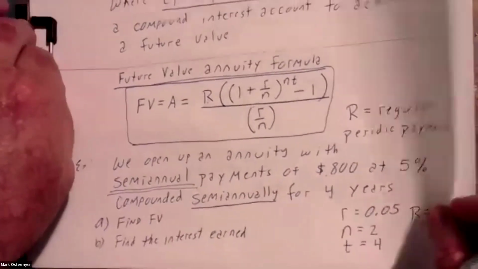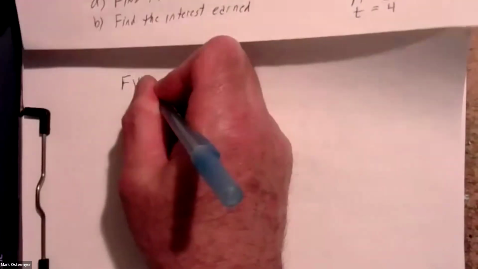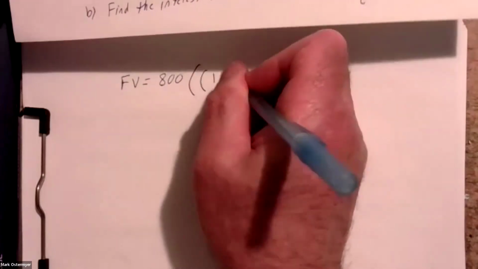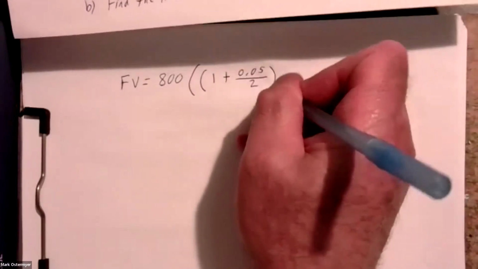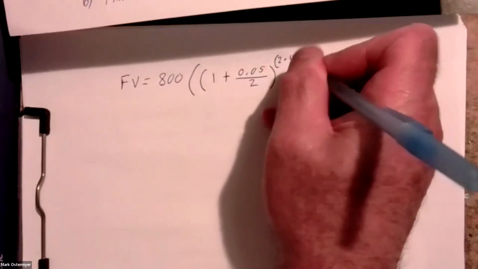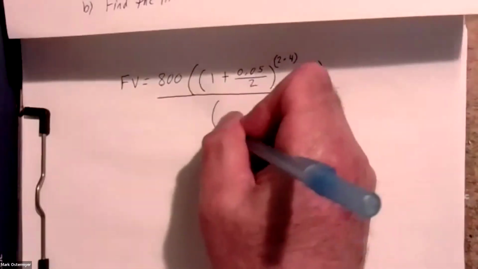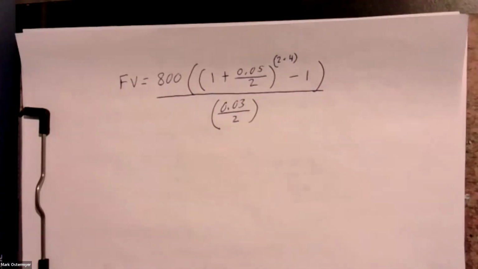So that's all that remains now, substituting the numbers into where they belong and then dialing it into your calculator correctly. So therefore, the future value is going to be equal to the periodic payment, which is $800 times open parenthesis 1 plus interest rate 0.05 divided by n, which is 2, closed parenthesis raised to the n times t power, raised to the 2 times 4 power, minus 1, closed parenthesis, all divided by r over n, 0.03 divided by 2. Get on your calculator, and how would you dial that up on your machine?